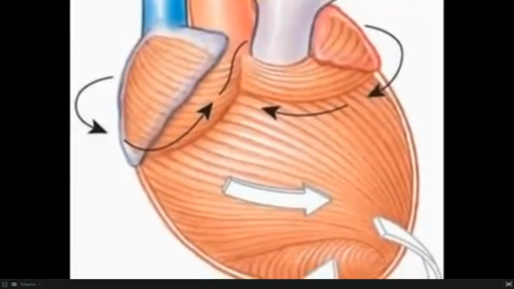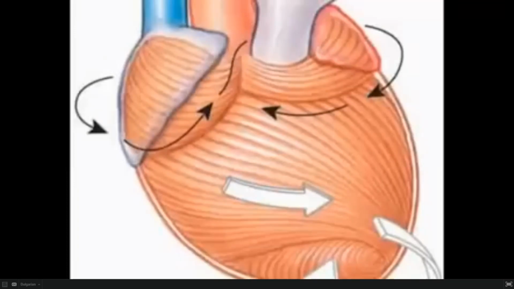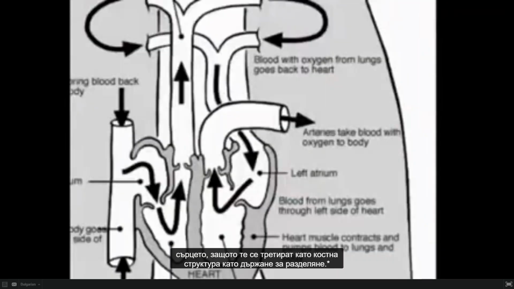Because on the upper side of the diaphragm, it has to create a gravitational magnetic field which can hold the fields within the heart and the lung. And on the other side, it has to hold the gravitational magnetic field of the stomach and the intestine and lymphs, more or less. Then you have the same in the lower one. And then you understand how the core is completed and how the system works. And even the structure of these diaphragms is decided by the heart, because these are treated as a bone structure, as a holding separation part.